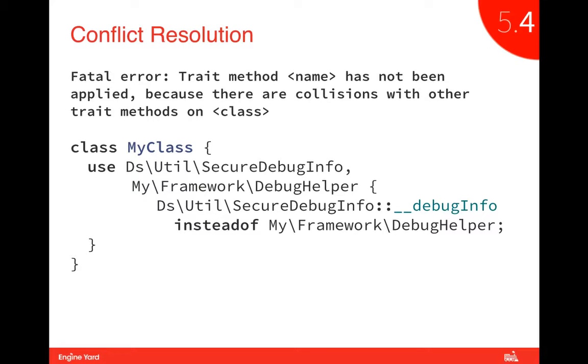But the way that we get around this is we use this insteadof keyword. So use my secure debug info, and maybe my framework also has a debug helper, and they both define our debug info method. So we add these curly brackets here on our use statement, and we say alias, so take this method here, and it's always a static double colon there. It doesn't matter whether it's static or not. So use debug info instead of the one from this other trait.